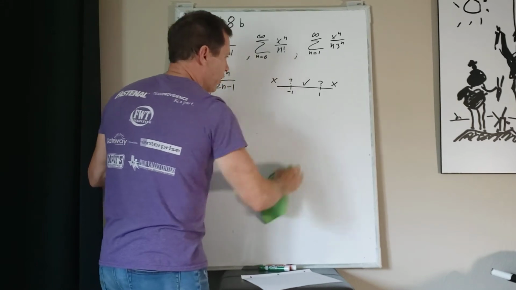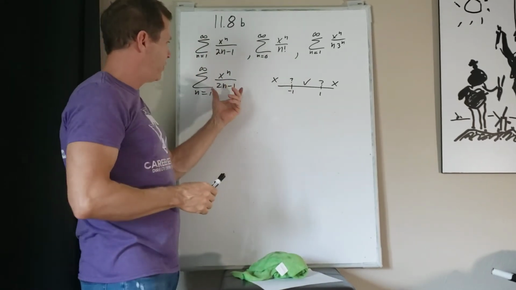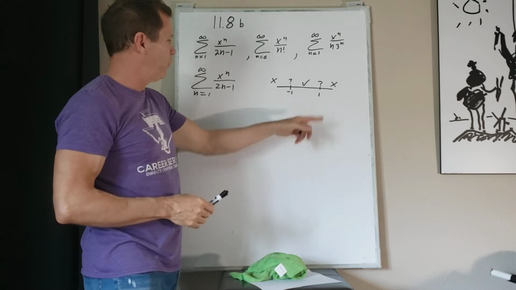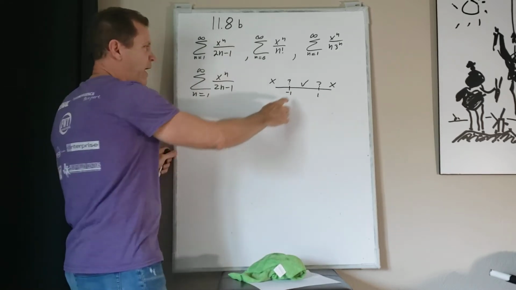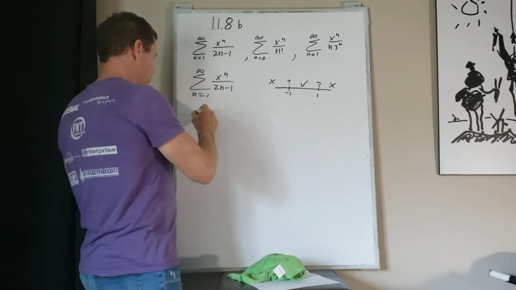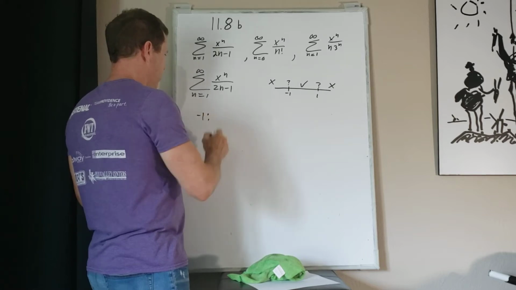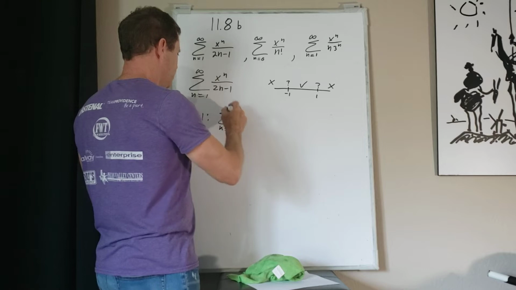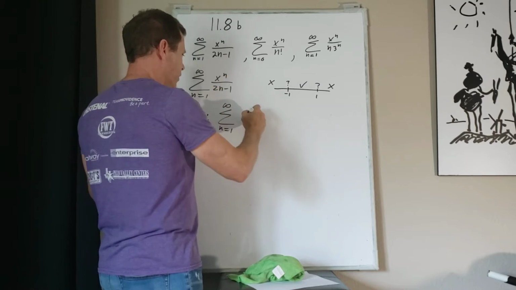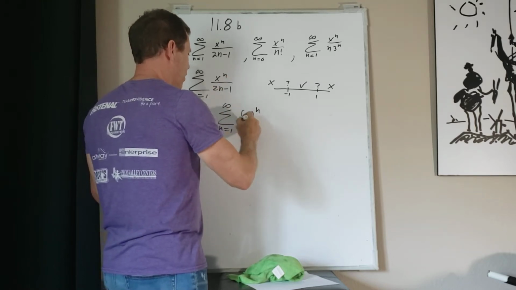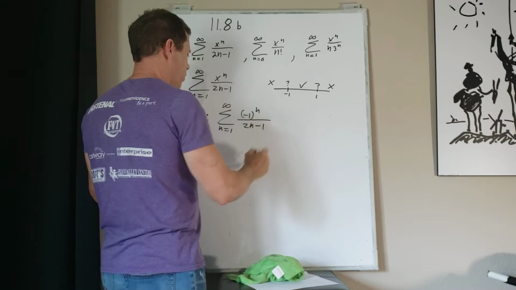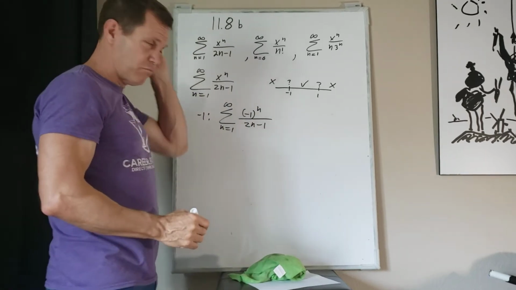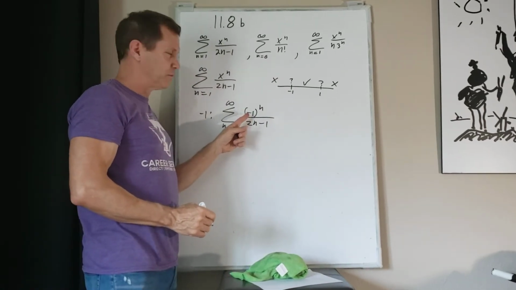So the ratio test for this series didn't work at -1 and 1. So let's check what happens at -1. Take -1, stick it in for x, so the summation n equals 1 to infinity, that's going to be (-1) to the n power over 2n minus 1. Okay? This is an alternating series.